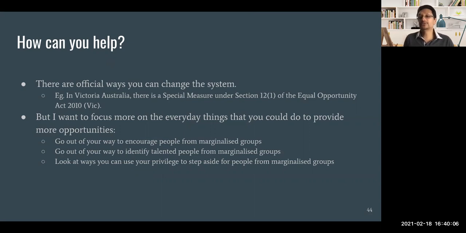But I really wanted to focus more on the everyday things that you can do to provide more opportunities, which includes going out of your way to encourage people from marginalized groups, identify talented people, and use ways that you can use your privilege to step aside for people from marginalized groups.